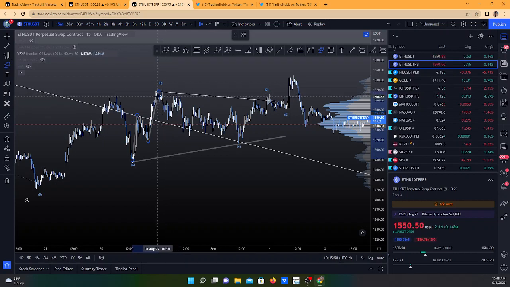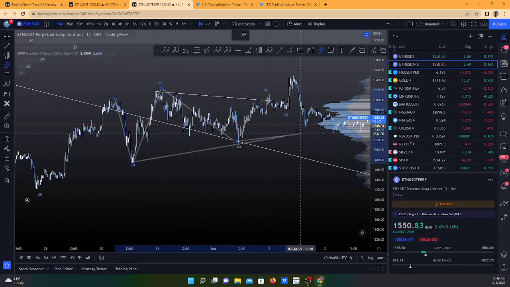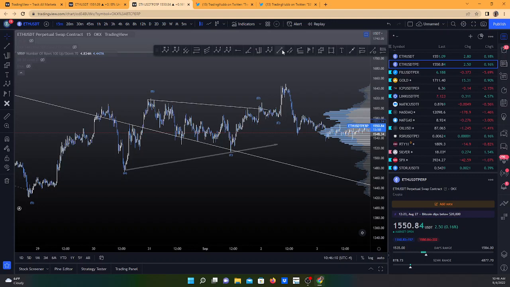Now I'm looking for a C wave, either of a triangle or of a flat. So I was thinking A, B, C flat or A, B, C, D, E triangle. And what do we get? We do not get an impulse down as a C wave of a flat. Instead, we get a WXY. In a triangle, C waves are normally the wave that gets longer and more complex and often does a WXY. And that is exactly what we got here.